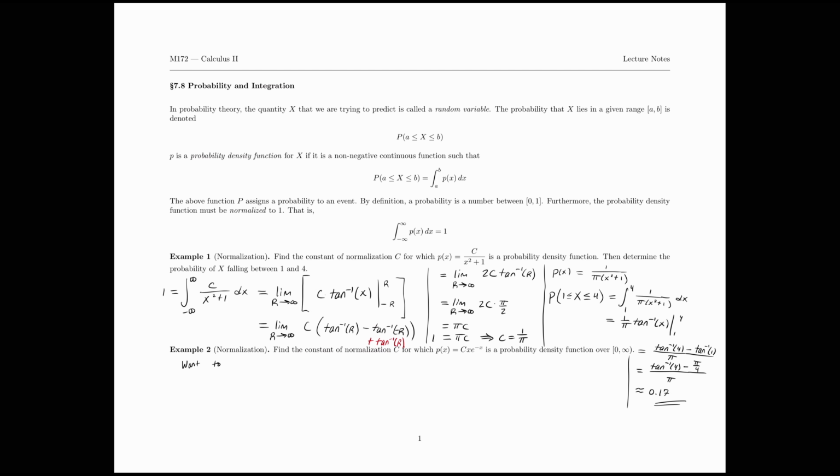So what we want to choose is c so that the integral from 0 to infinity of cx e to the negative x dx equals 1. So let's go ahead and start with 1 equals. We're just going to continue with this equation. So 1 equals, and then let's run some integration by parts.